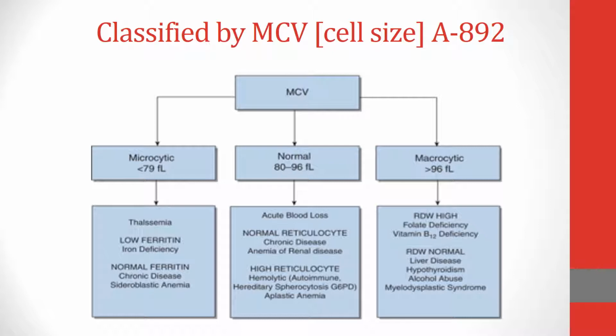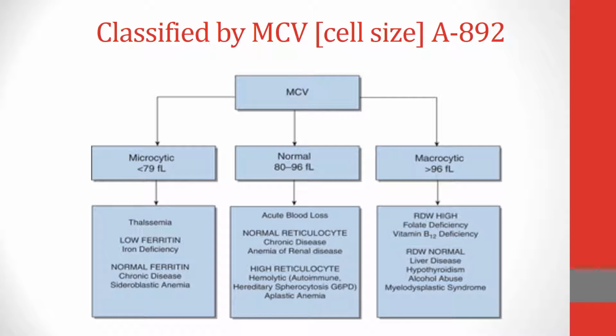All right, the middle column, I got a normal MCV. So the size of the cell can be normal, but you can still be anemic. How so? Well, in acute blood loss. Like, it hasn't been a chronic thing. Your patient is hemorrhaging. So acute blood loss is going to have a normal cell size, just not very many of them. If you have a normal reticulocyte count and a normal cell size, so you're not microcytic or macrocytic, you're normal, then you have to think, okay, it's anemia of chronic disease.